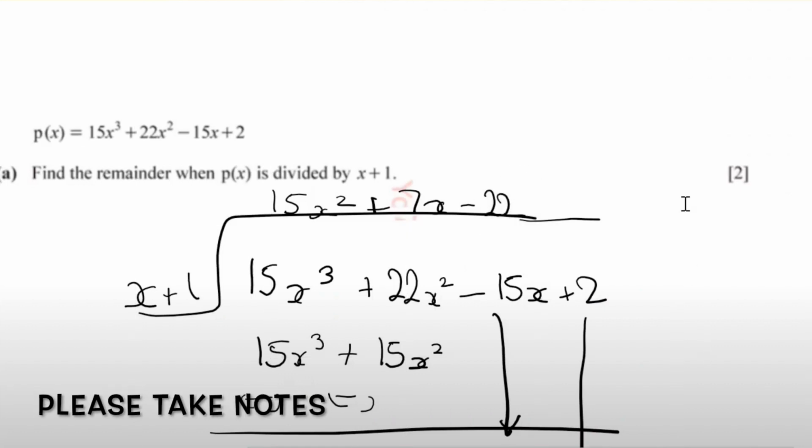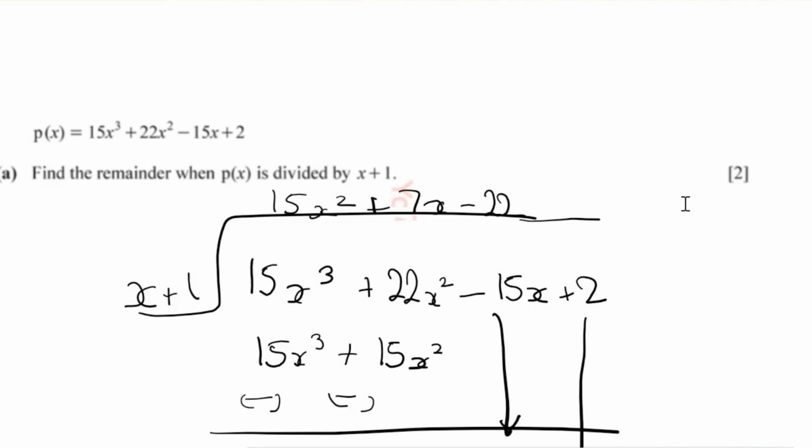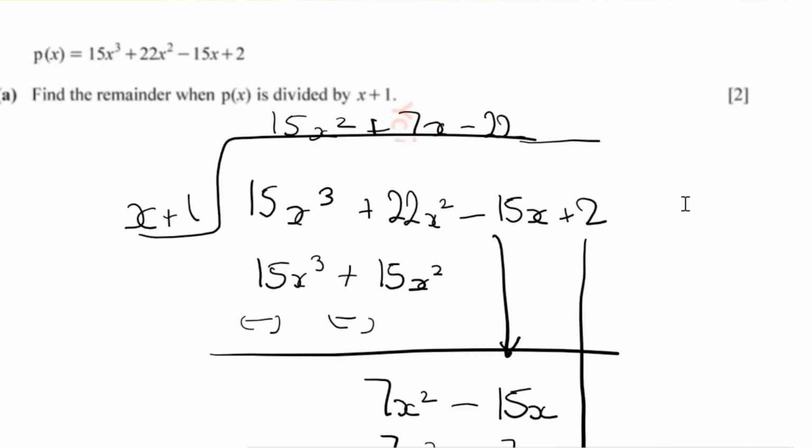Okay, so let's start with the first sum. The first sum says find the remainder when p of x is divided by x plus 1. This is quite simple. All you have to know is long division with polynomials and then you can easily solve the sum. Over here you can see how I solved it.